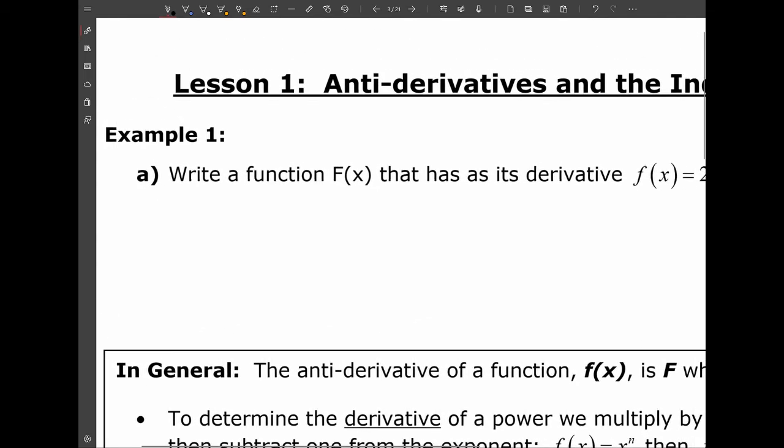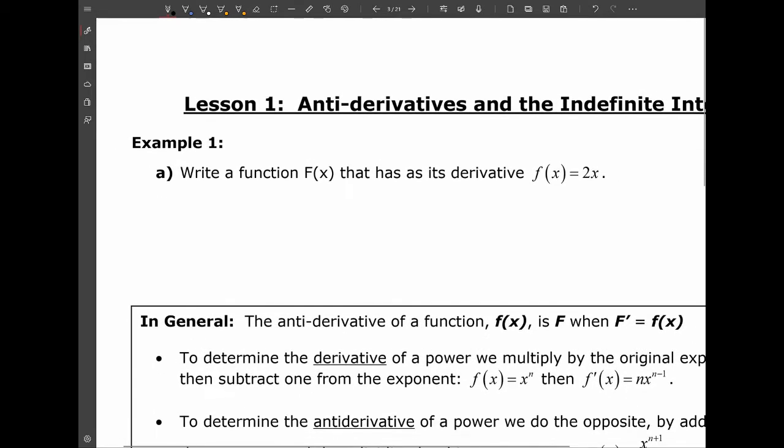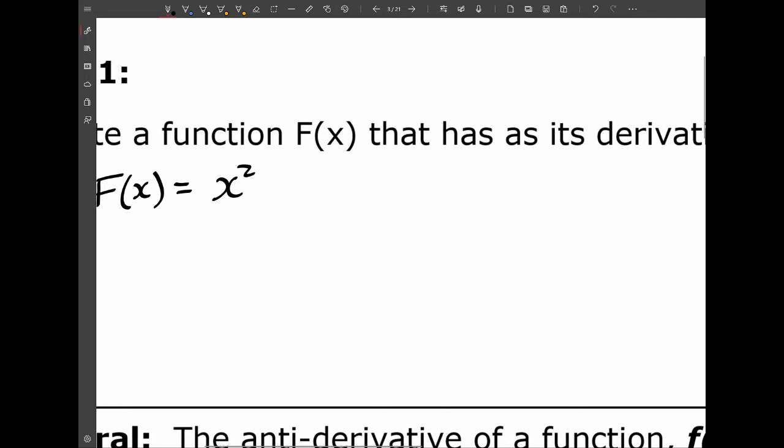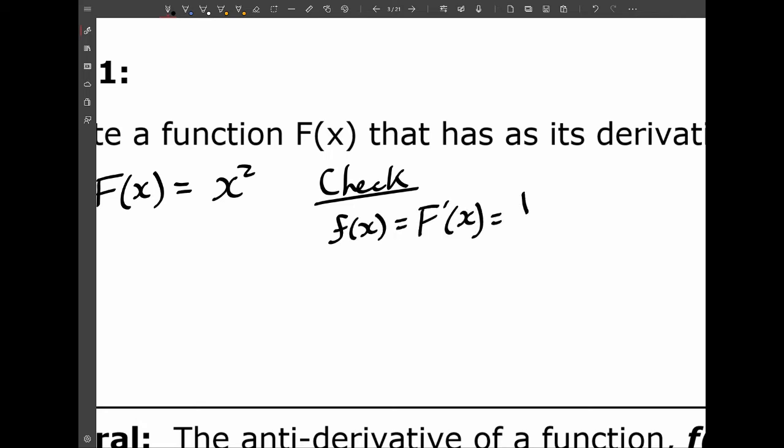So, example 1, write a function, big F of x, that has its derivative, little f of x, equal to 2x. In other words, what's a function that if we take the derivative, we'll get 2x? I would say that a simple choice here would just be x squared, right? Because we can check that. Little f of x would then be equal to F prime of x, which is d/dx of x squared, which is 2x, right? Just by doing our basic power rule.